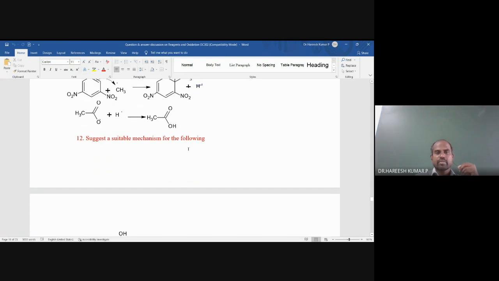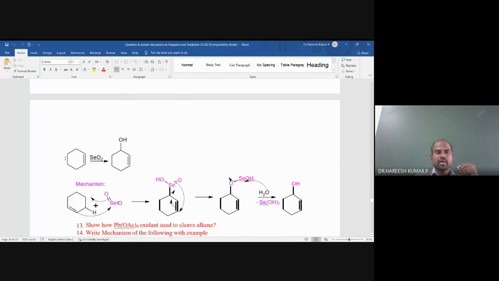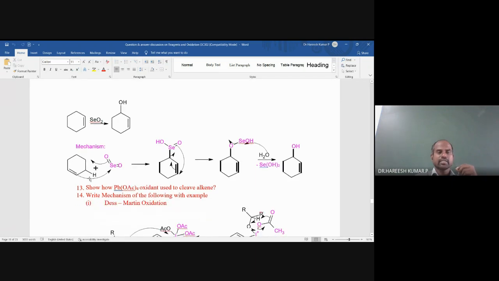Then suggest a suitable mechanism for the following. What is this? Again, this question is based on the allylic proton. This is an allylic proton. This allylic proton is converted into hydroxy. How is it converted, and here is the mechanism. So what will happen here?